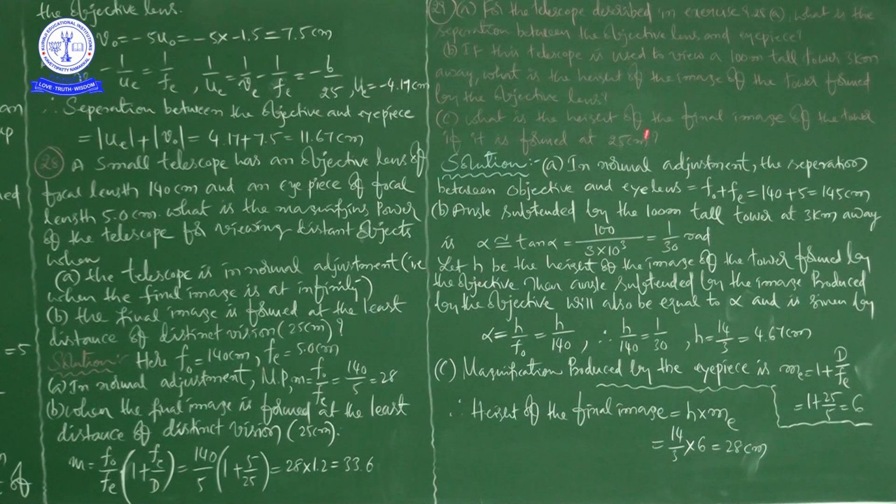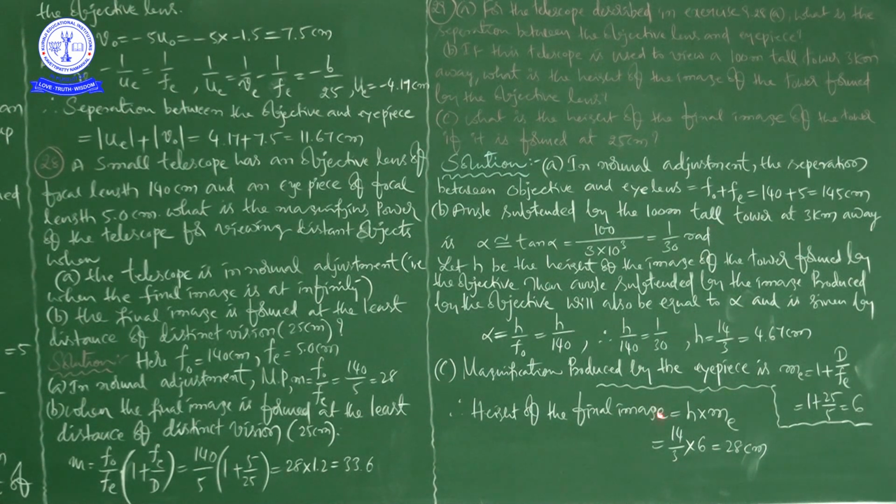See here, what is the height of the final image of the tower if it is formed at 25 centimeters? See this. Magnification produced by the eyepiece is M_E equal to 1 plus D by F_E, right? So 1 plus D is 25, by F_E is 5 centimeters. So F_E is 5 centimeters. Then 1 plus 25 by 5 means it is 6.